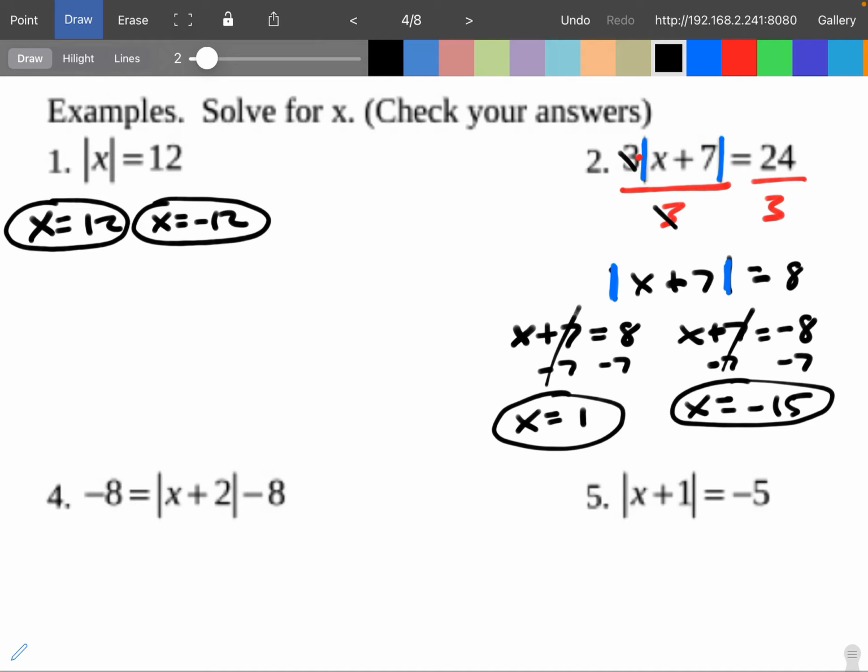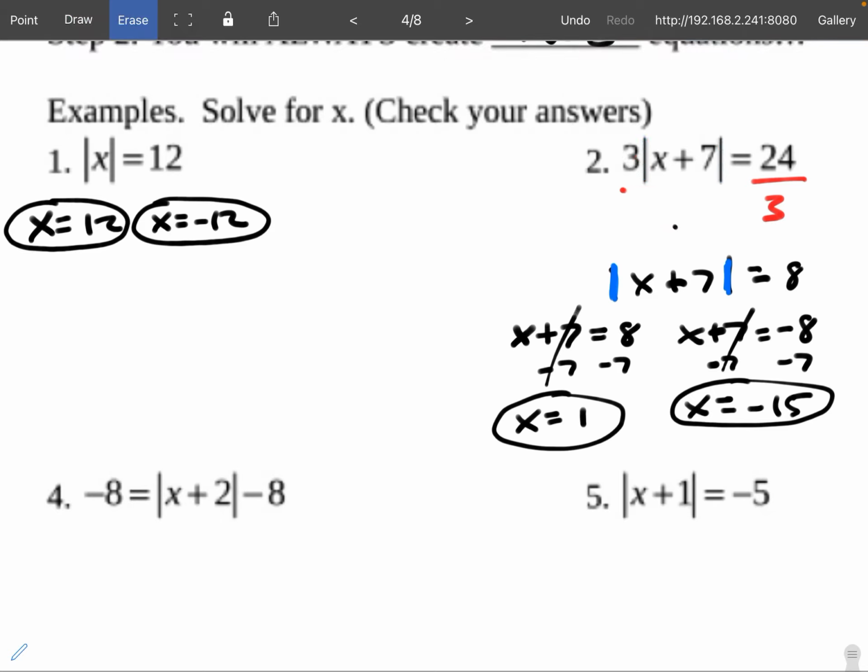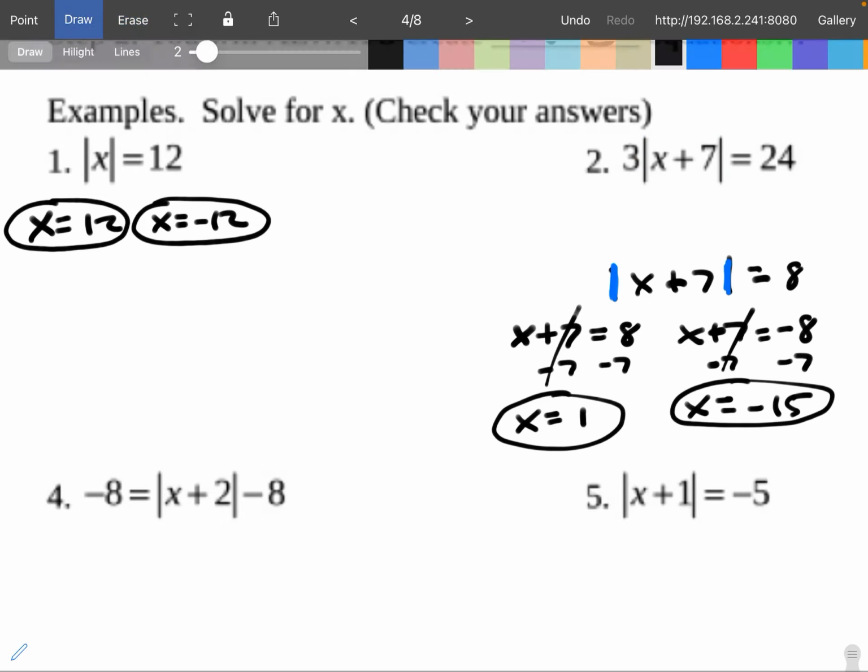All right. Now, what you should do on these is check your answers. Now, I don't make you write out the check. You don't have to write it out. You can do it in your head, or you can just do it with a calculator. But let's check these solutions really quick.